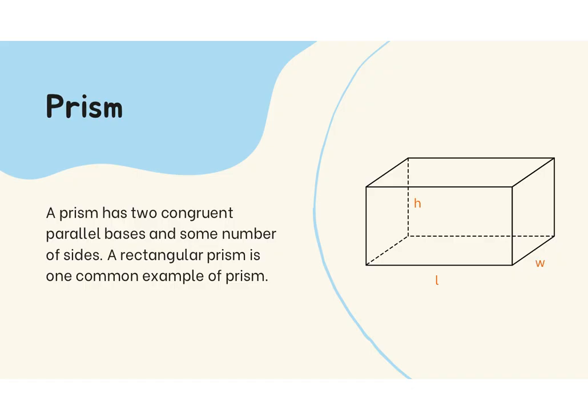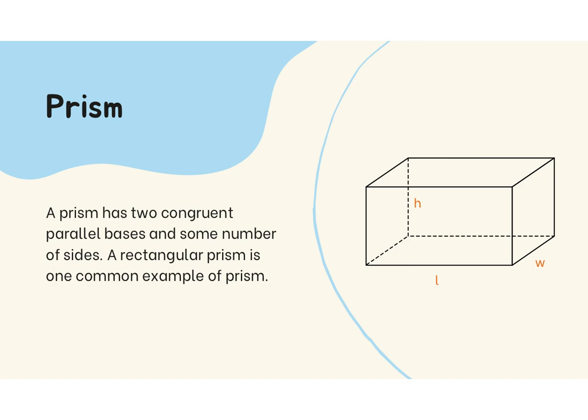Now, just as a reminder, a prism has two congruent parallel bases, like up on top here and on the bottom right down here, and we have some number of sides. In this case, all of our sides going around the outside would be rectangles. That's why the base is a rectangle, so this is a rectangular prism. It's one of our common examples of prisms. You can think of this as like the box that you ship things in when you order from Amazon or whatever other service you use. That's kind of what this shape would be.